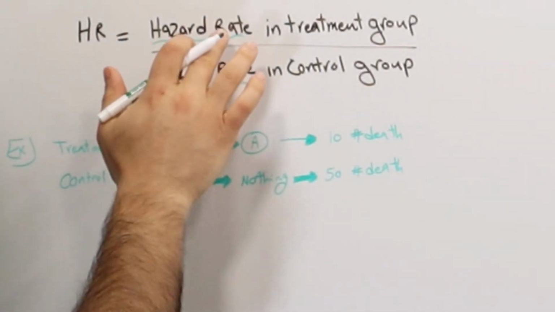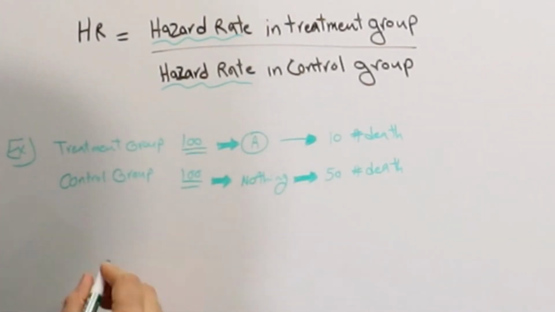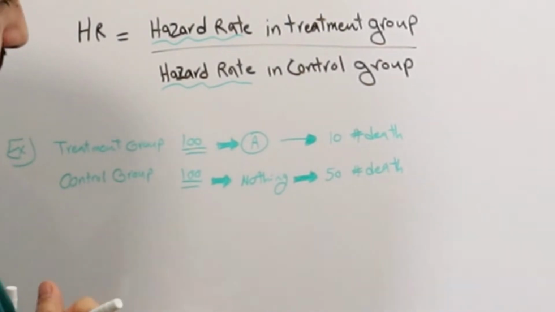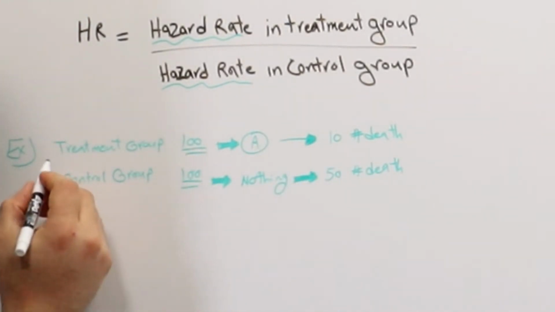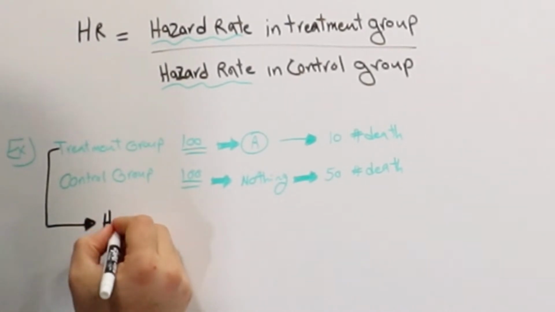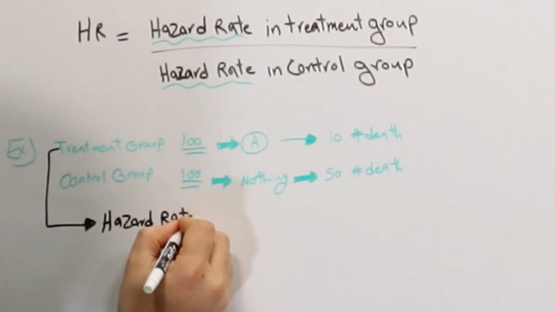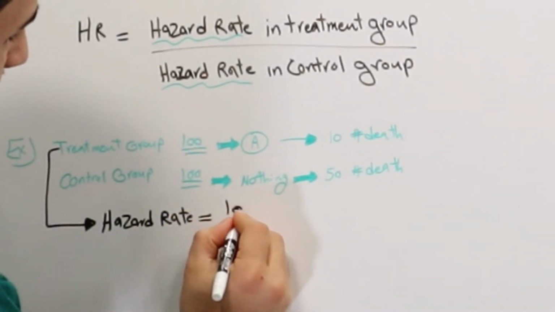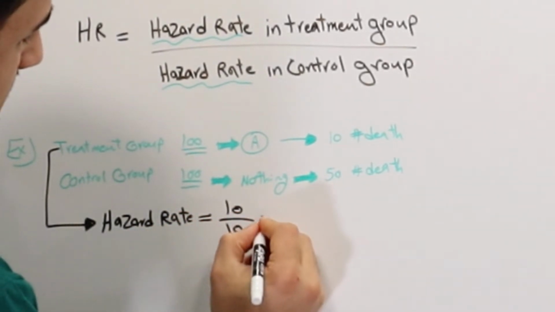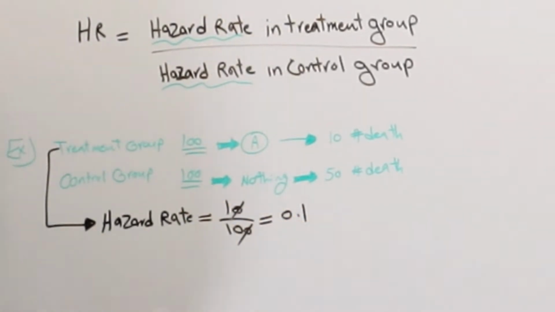To calculate the hazard rate, what we need to do is take the 10 and divide it over 100. So for the treatment group, we take 10 over 100, and basically 0 is 0, 1 over 10 is 0.1. So this is the rate in the treatment group.